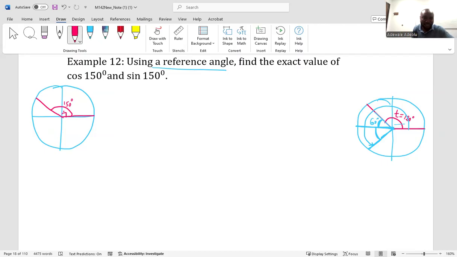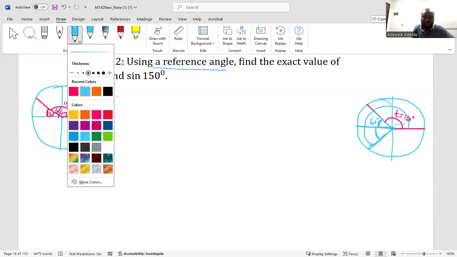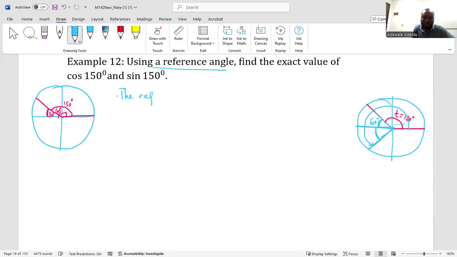Now, here to here is 90. So which means here is 60 degrees to make it 150. And now, our reference angle is going to be the angle between this terminal side and the horizontal axis. So in this case, it is 30 degrees. Because again, everything here is 90. So 30 degrees. So we claim that the reference angle for 150 degrees is 30 degrees.